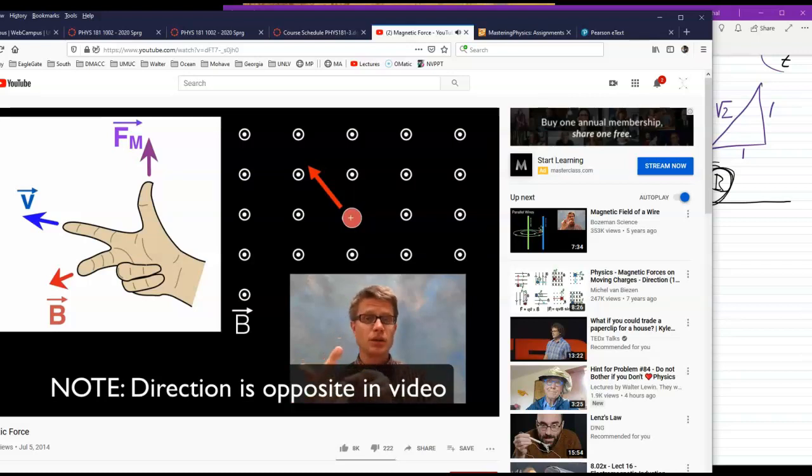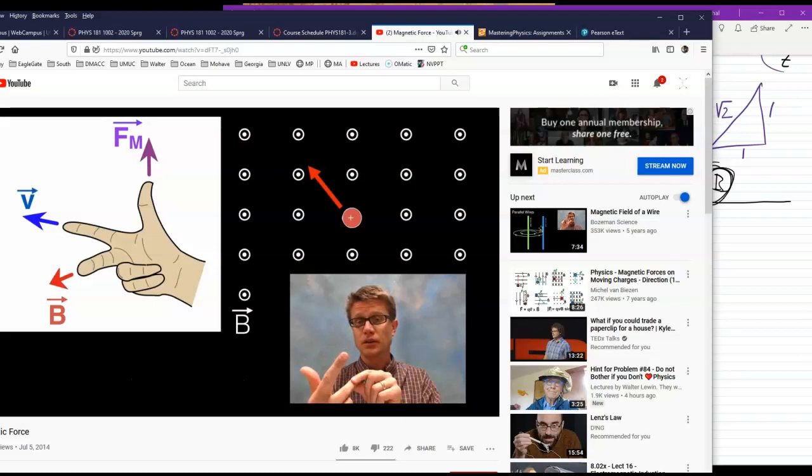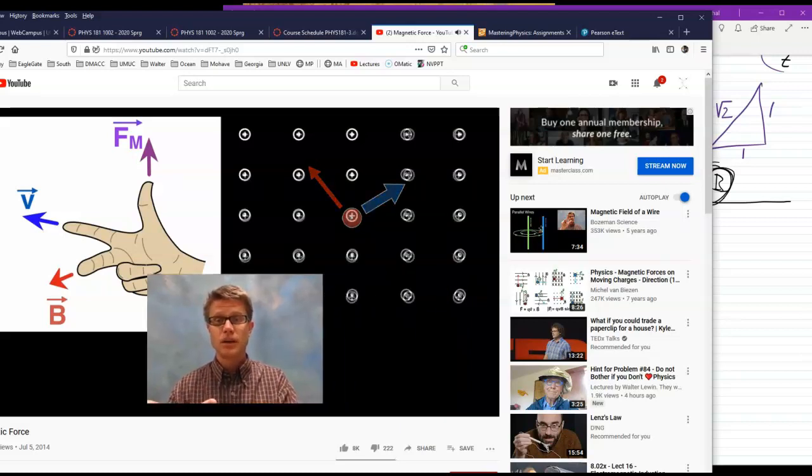Then you want to make sure that your middle finger, that magnetic field, is pointed towards you, because you can see on this diagram that the field is coming towards us. And so once I've got that in order, my thumb is going to show me the magnetic force. And so that's going to go up and to the right. So that was pretty easy to solve. Let's go to another one.